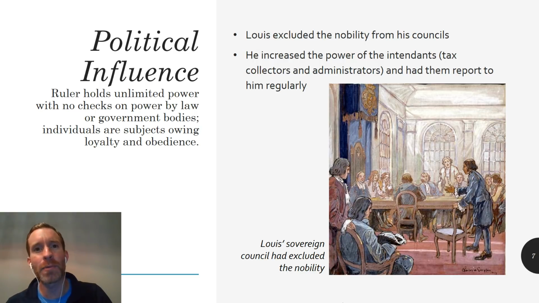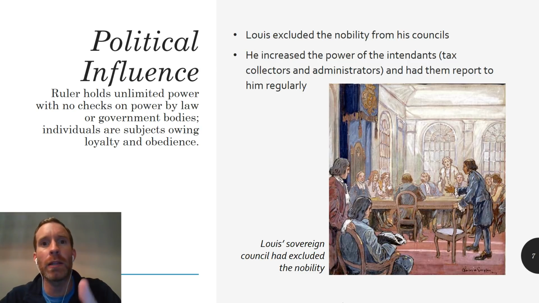Now, an absolutist, politically speaking, right under where it says political influence, it says that the ruler holds unlimited power with no checks on power by law or government bodies, meaning there are no checks and balances. The individuals are subjects owing loyalty and obedience to that monarch.